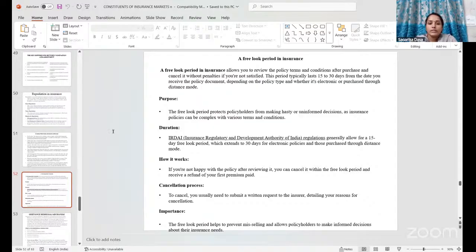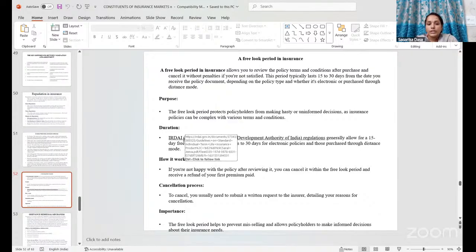Now, why is the free look period given? It protects the policyholder from making hasty or uninformed decisions, as insurance policies can be complex with various terms and conditions. This period is given for the policyholder to make well-defined decisions. He cannot make hasty or immediate decisions which lead to misrepresentations in the policies later. Hence, to avoid such inconsistency in the policyholder's decision, this period is given so that he will decide and stick to the decision which he has taken in the policy.